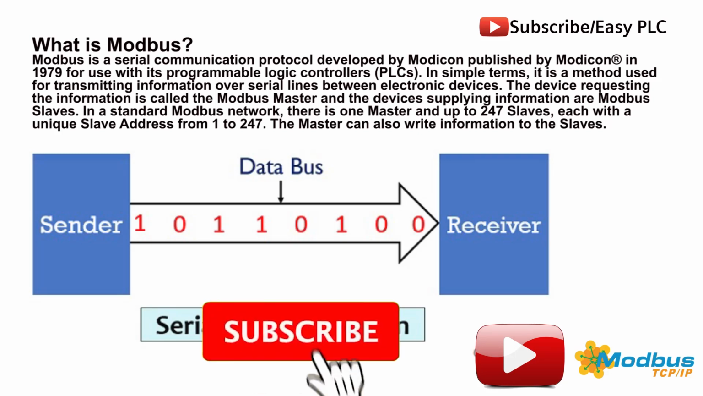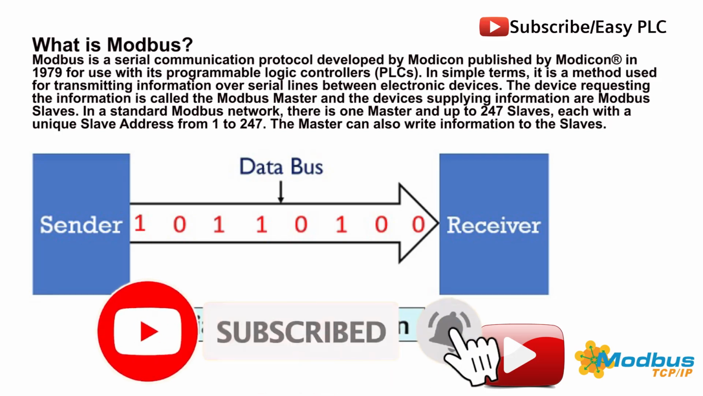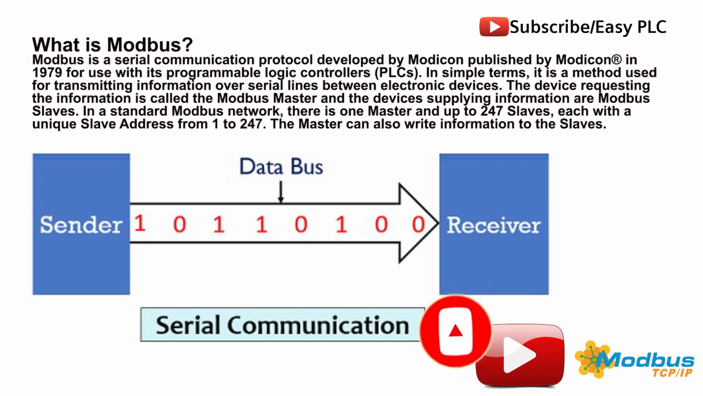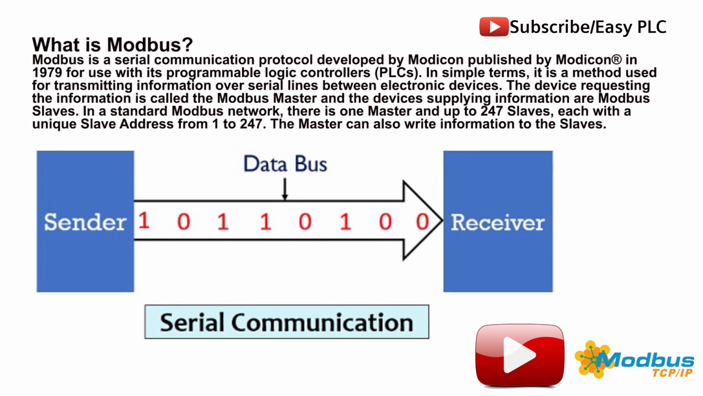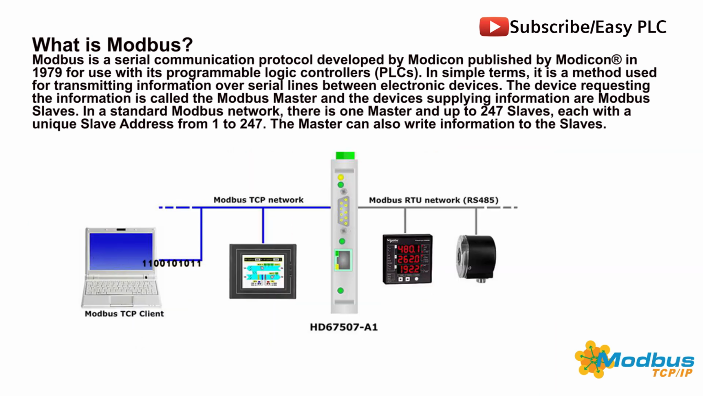What is Modbus? Modbus is a serial communication protocol developed and published by Modicon in 1979 for use with its programmable logic controllers (PLCs). In simple terms, it is a method used for transmitting information over serial lines between electronic devices.